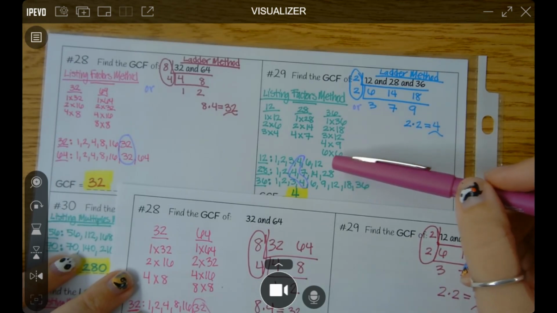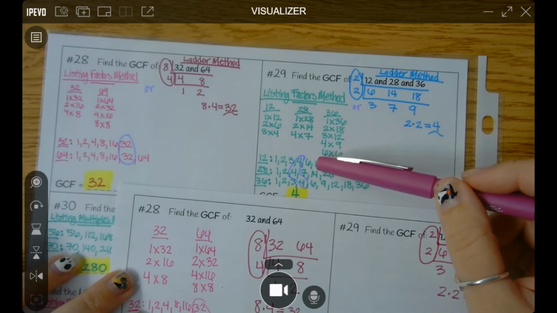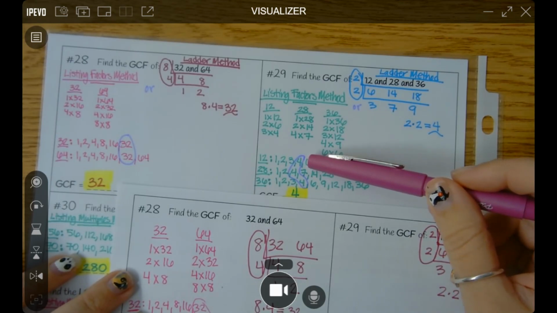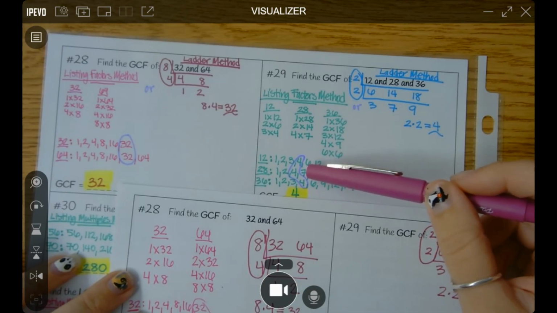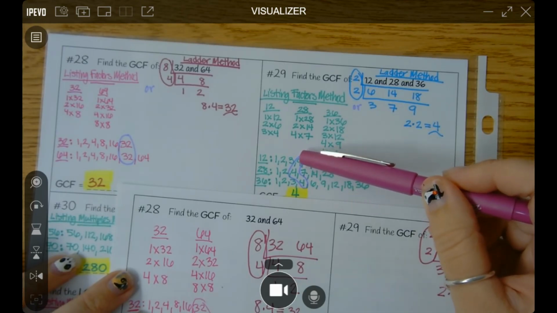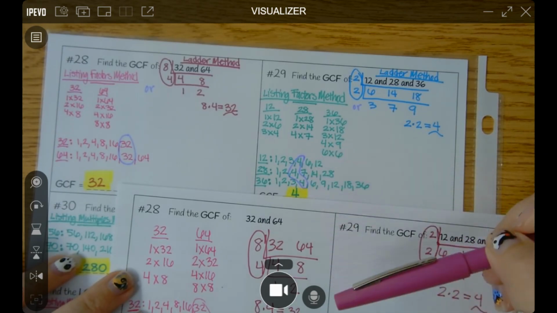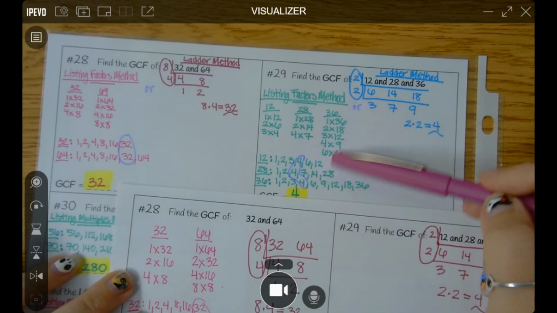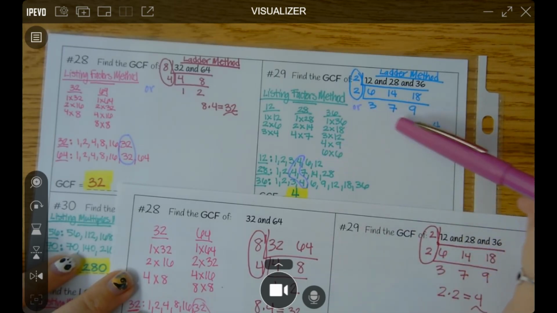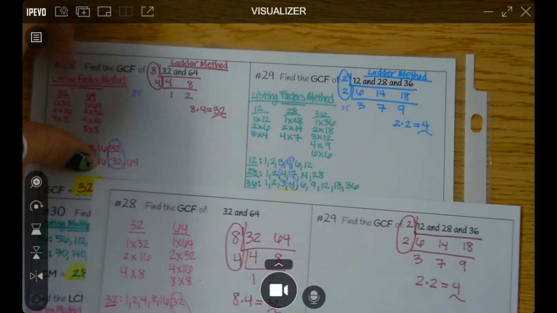And then start with the smallest set, 12. Do I see a 12 in this set? Nope. 6. I see a 6 here, but not in the middle set. Next number down is 4. It's in all the sets. So 4 is the greatest factor that they all share. Okay, so the listing factors method, or if you prefer the ladder method, both are correct. It's just whichever method you prefer.